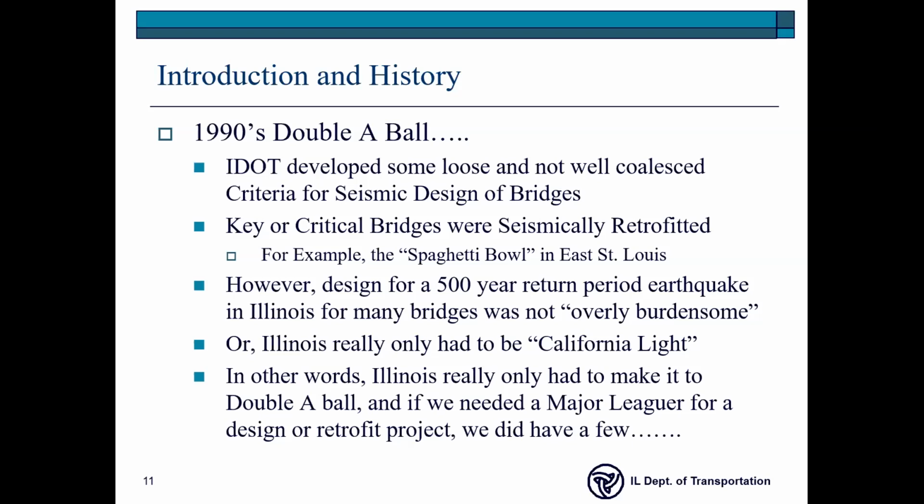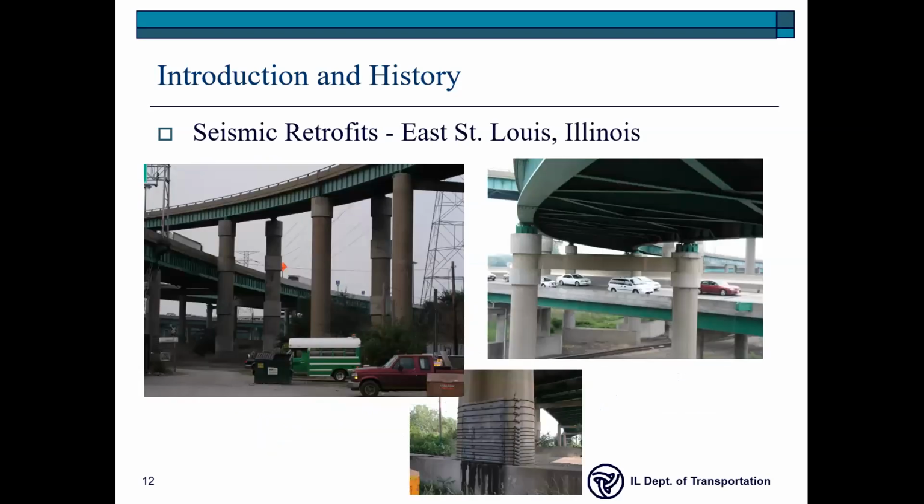So I kind of call that California light, okay? And this is just an example of some of the bridges that were retrofitted during the 1990s down near East St. Louis. This is of course across the river from St. Louis. And there's a whole series of bridges where interstates converge there that have a lot of what we call flyover ramps and things like that. And these were all retrofitted a number of years ago. Cost us, I can't remember, it's like $120 million, something like that, to have these things retrofitted.